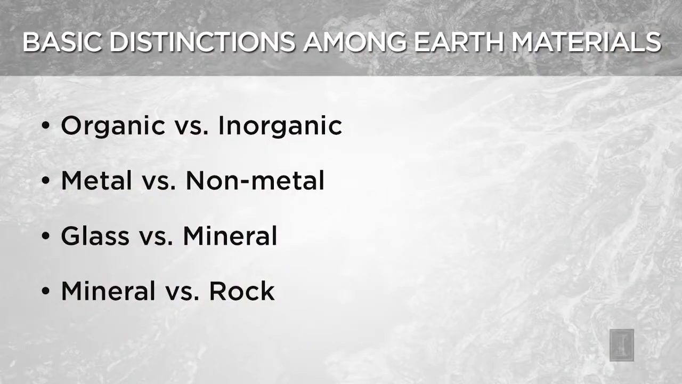We're going to begin our discussion by making some basic distinctions among different types of Earth materials. We're going to start by looking at the difference between organic and inorganic materials. Then we'll turn our attention to metal versus non-metal, then glass versus mineral, and finally mineral versus rock. We'll build on this concept in succeeding discussions as we learn how each of these kinds of materials behaves and how they form. So let's start with a fundamental distinction between organic and inorganic materials.